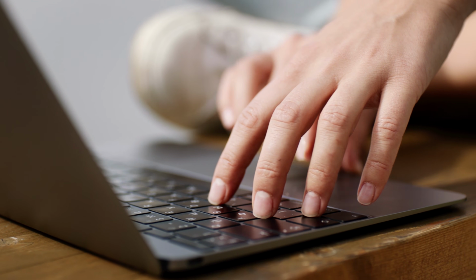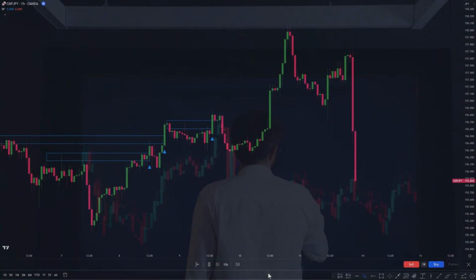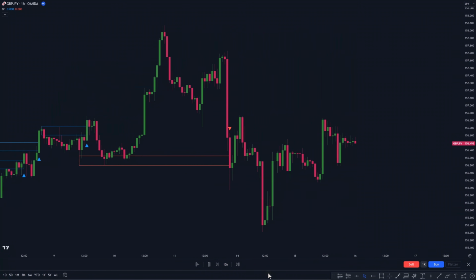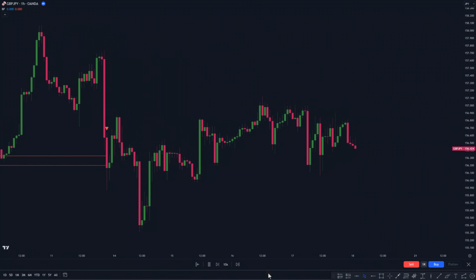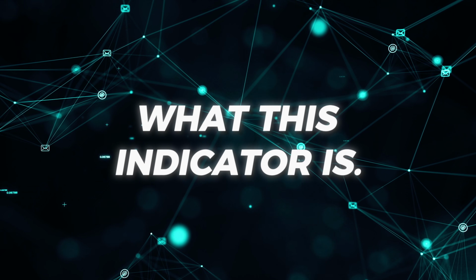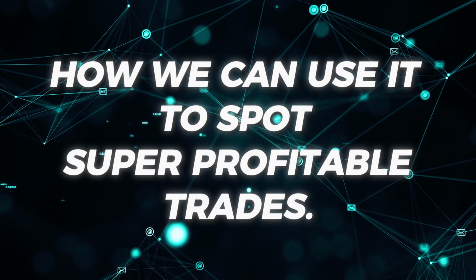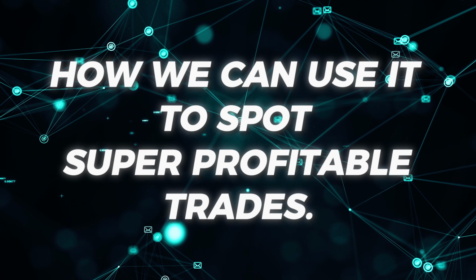Crafted from complex algorithms and keen market insight, this tool not only identifies but also anticipates breakouts in the market. Stay tuned as we explore what this indicator is, how it works, and how we can use it to spot super profitable trades in the market.